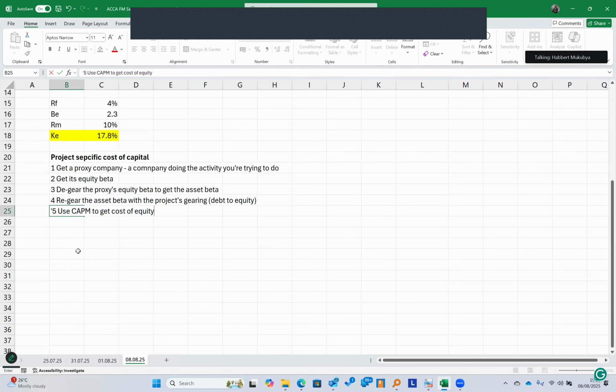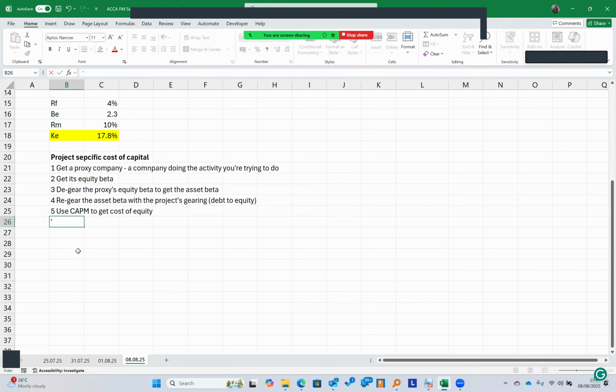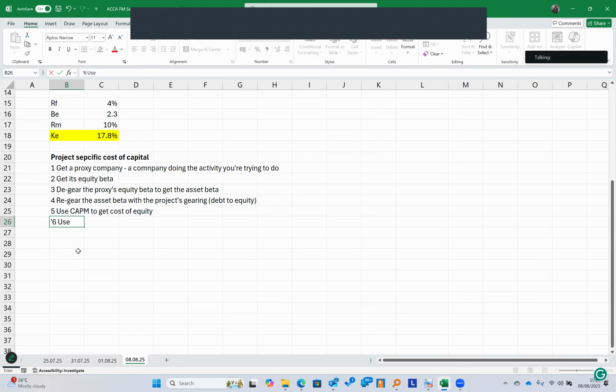And then, of course, if you have the cost of debt, use the cost of debt, cost of equity, market value of equity and market value of debt to get the project WACC. So those are the steps that you go through to get the project specific cost of capital. And let us go through them.